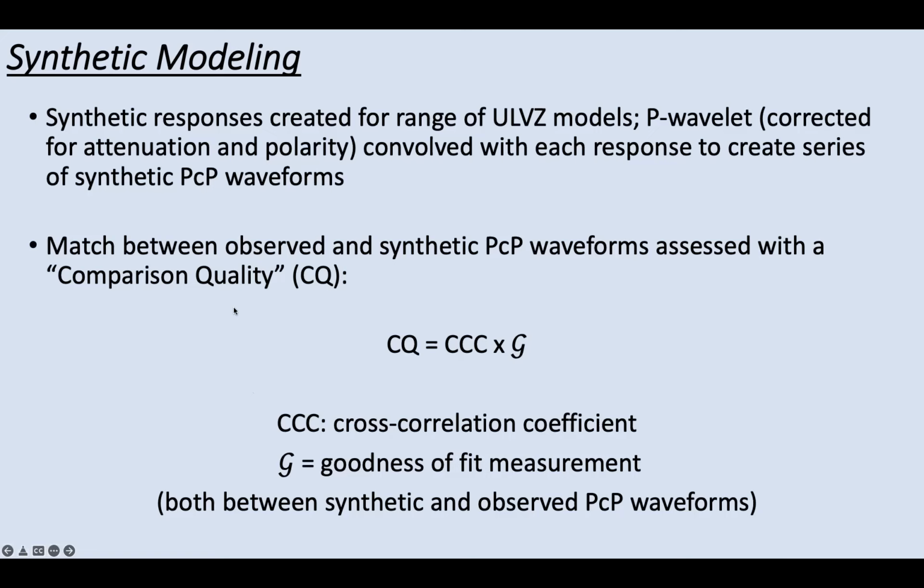To assess the fit between the actual data and the synthetic data, we computed a QC value, or comparison quality value, which is based on this relationship here. CCC is the cross-correlation coefficient between the synthetic and the observed PCP waveforms. G is what we're terming a goodness of fit measurement. Again, if you're interested in the details of that, I would point you to the 2021 JGR paper. It goes into a little more detail there.